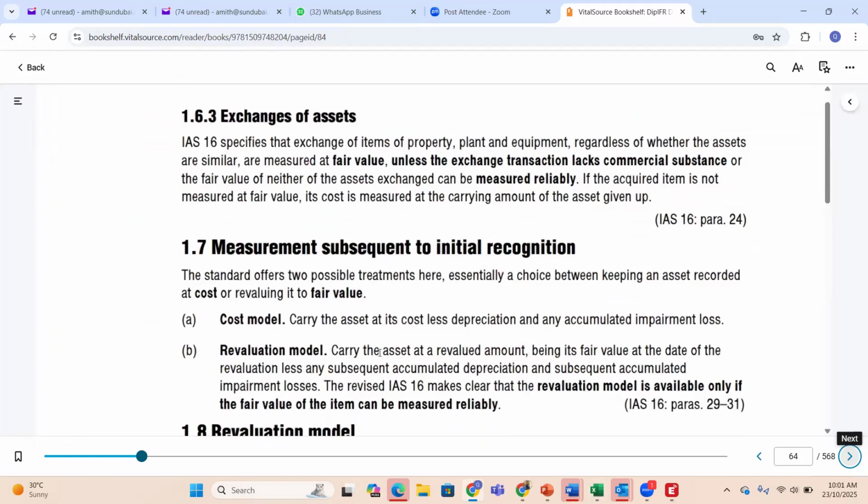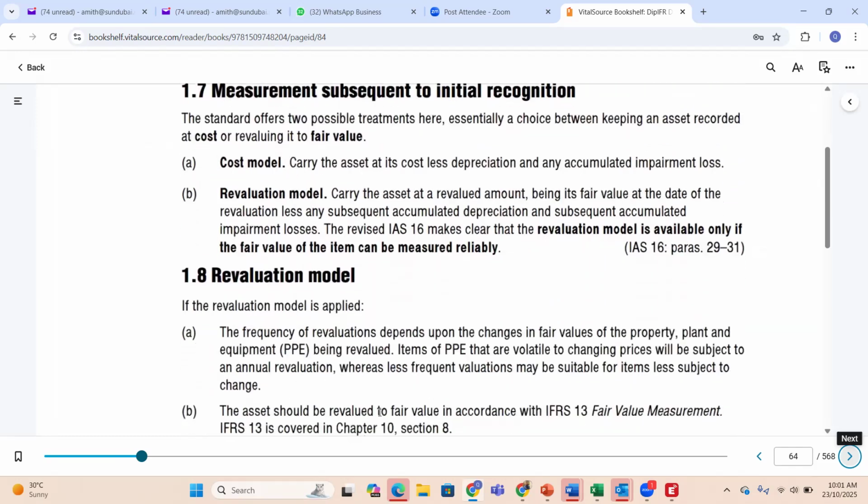Okay. So revalue, carry the asset at the revalued amount, being its fair value at the date of revaluation, less any subsequent accumulated depreciation and subsequent accumulated impairment losses. IAS 16 makes clear that the revaluation model is only available if the fair value can be measured reliably. Obviously. Otherwise, I cannot use this method. Okay.